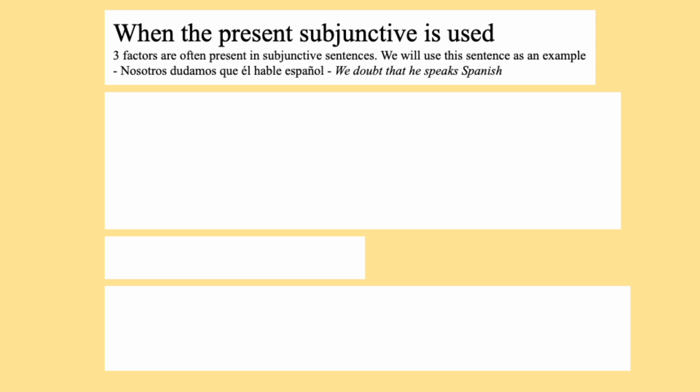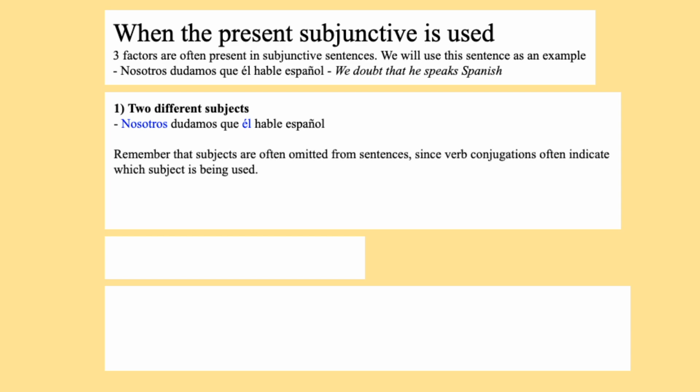I'm going to use this example. Nosotros dudamos que él hable español. So the first factor to notice in this subjunctive sentence, we have two different subjects, nosotros and él. Now you may have to use the verb conjugations to determine whether there is a change in subject or not, because oftentimes we do completely omit subject pronouns from the sentence itself.